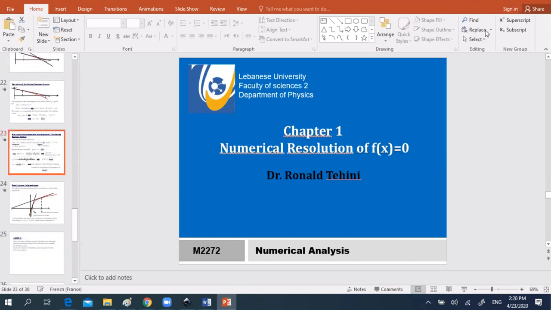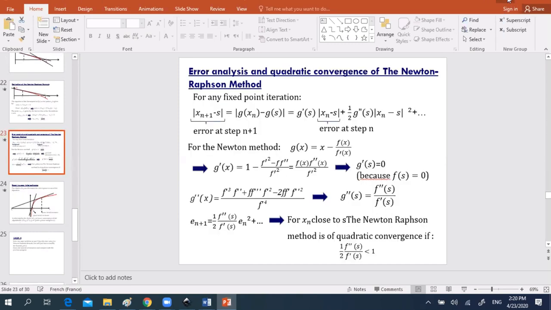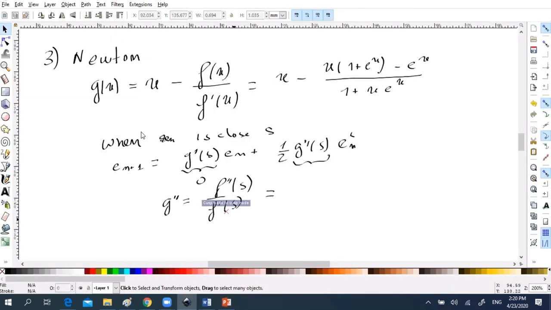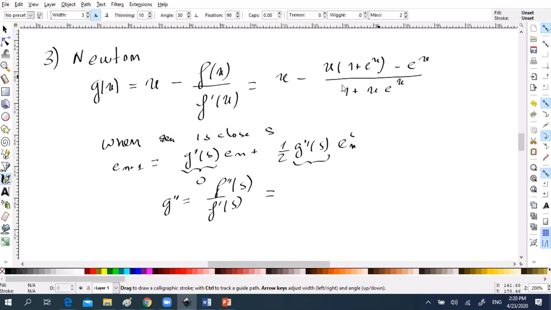So it's f second over f prime. Yes, you're right. F second over f prime. Okay, so this is f prime, and f second would be e to the x plus x e to the x, divided by 1 plus x e to the x.